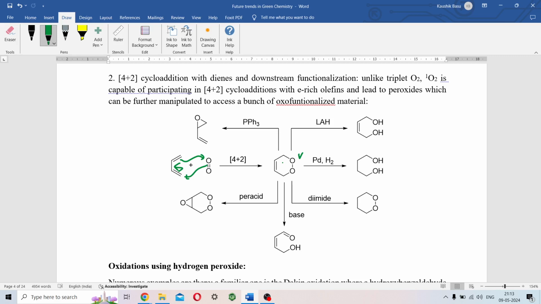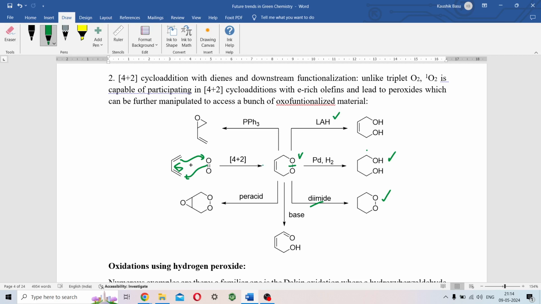You can simply treat this with diimide, which will reduce the carbon-carbon double bond, so gives you a heterocyclic ring with two adjacent oxygen atoms, a 6-membered ring. You can simply cleave the oxygen-oxygen bond, the peroxo bond, also get rid of the carbon-carbon double bond to give you a 1,4 dihydroxy compound. If you choose to keep the carbon-carbon double bond and only want to get rid of the peroxo linkage, then your reagent of choice is lithium aluminum hydride.